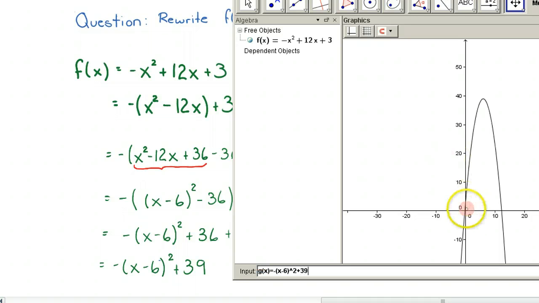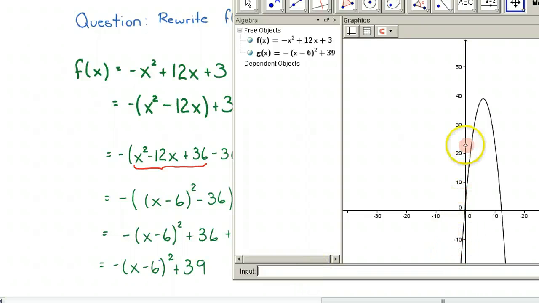Before I hit enter, I'm going to look at this. It opens down, so I feel pretty good about that. The vertex is somewhere at the midpoint between these two roots or x-intercepts. That looks about 6 and 39. So I'm feeling pretty good about this, and if I hit enter, I don't get a second graph showing up because that second graph has been graphed directly on top of the first. So now I've proven to myself that this form of the quadratic relationship and this form of the quadratic relationship both graph the same picture, meaning they're matching. I hope that helped.